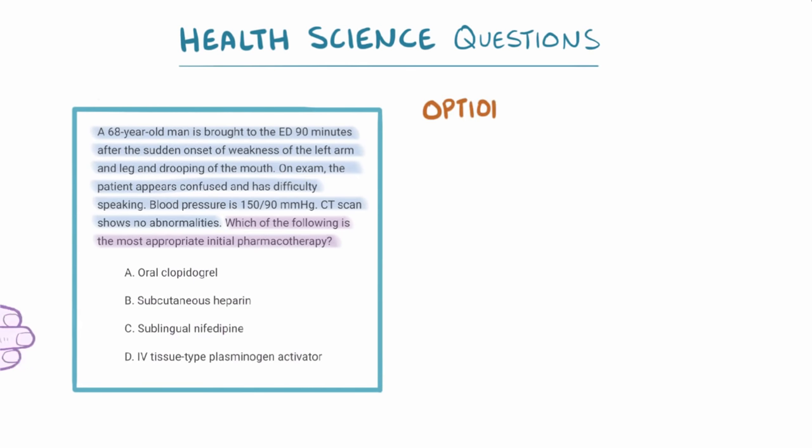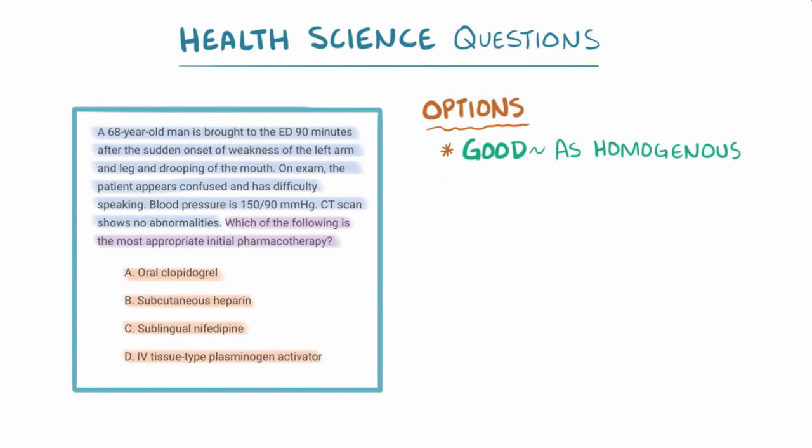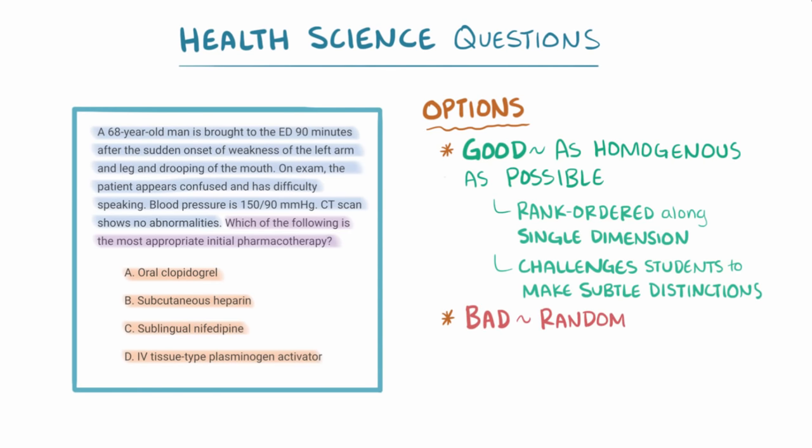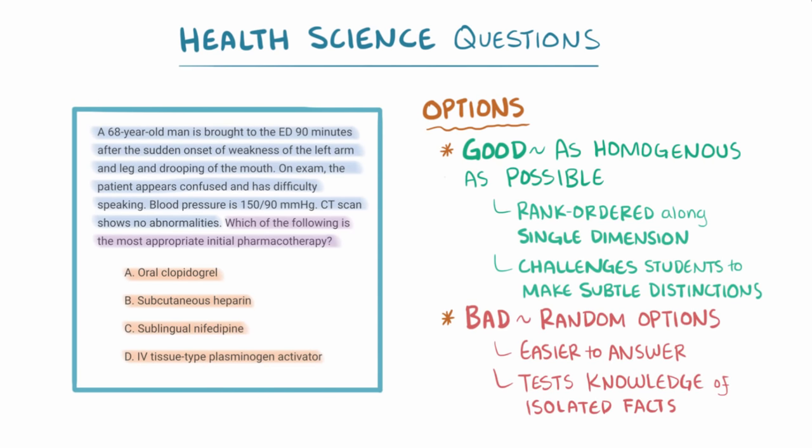Now, moving on to the options, it's important to make them as homogeneous as possible, so they can be order ranked along a single dimension. For example, the likelihood of a diagnosis, going from the most likely to the least likely. This also allows you to assess clinical judgment, challenging students to make more subtle distinctions among the options. In contrast, there could be a correct answer with 3 random options as distractors that don't have any relationship with each other or with the question stem. A question like that makes it easy to answer, tends to test knowledge of isolated facts, and offers less learning value.